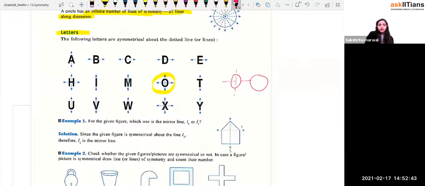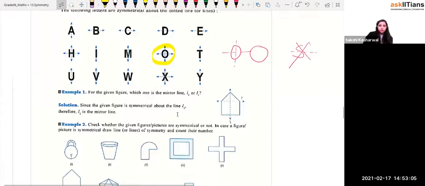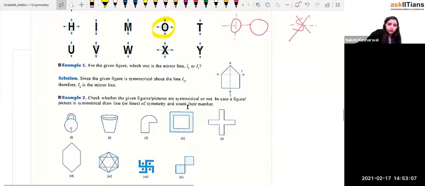So these are the letters: A, B, C, D, E, H, I, M, O, T, U, V, W, X, Y. Z does not have, N does not have, R does not have, S does not have. If you say, ma'am, S has lines of symmetry, if you fold it, it will not overlap each other. So no, S does not have. Here are some examples which you will be seeing.